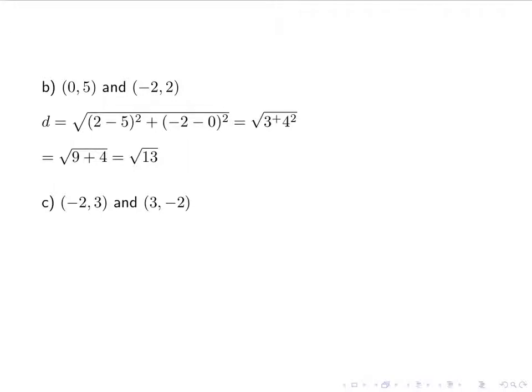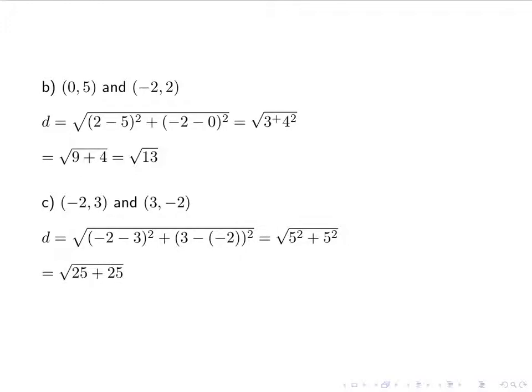The next one we're going to do is (-2, 3) and (3, -2). So again, I'm going to plug them in. I get the square root of (-2 minus 3) squared plus (3 minus -2) squared. Both of those differences are 5, so we get the square root of 5 squared plus 5 squared, which is the square root of 25 plus 25, which is the square root of 50.